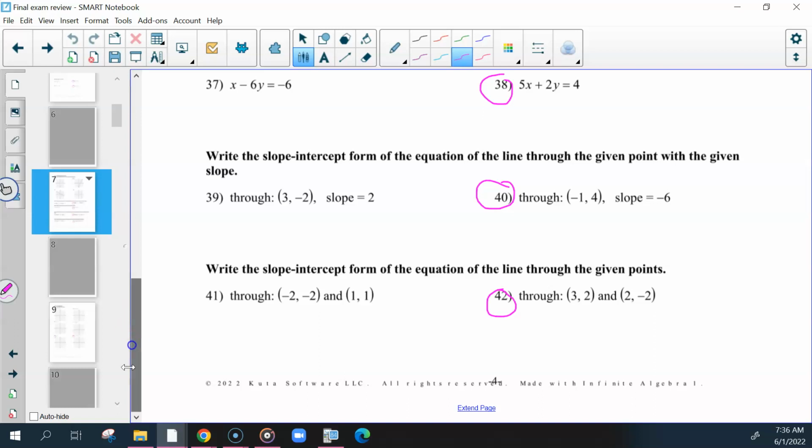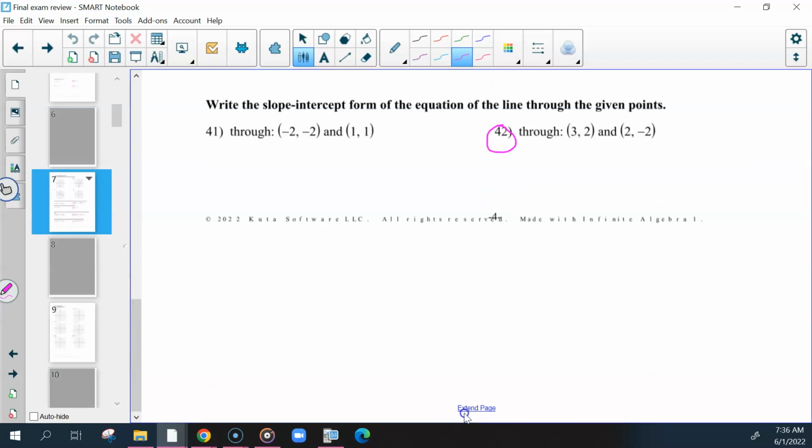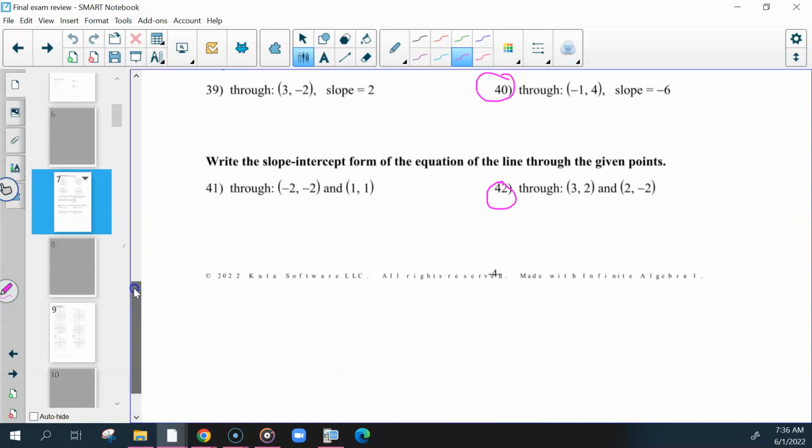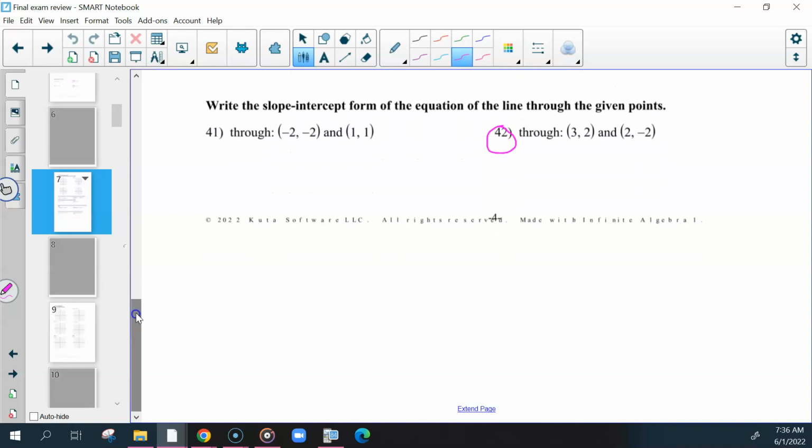For number 42, we have to do the same thing we did for 40, except now we also have to find the slope. So for this, we're going to go ahead and find the slope of these points, do -2 minus 2 over 2 minus 3. Subtract those to get -4 over -1. And that would simplify to be +4.